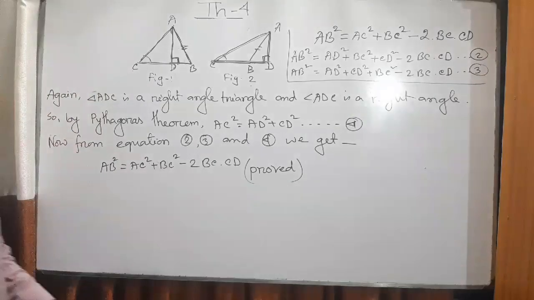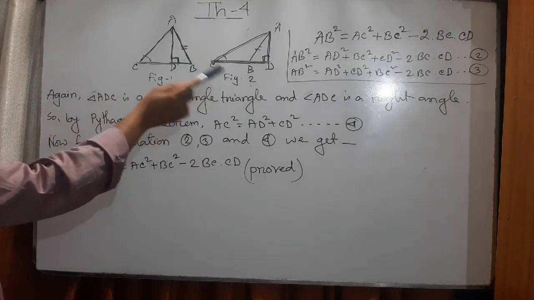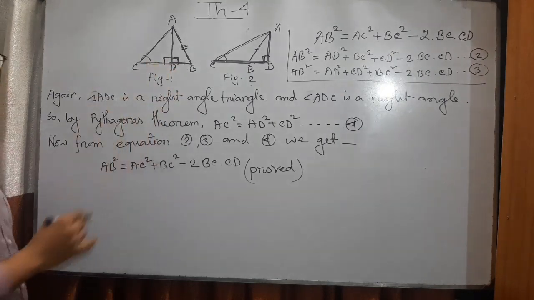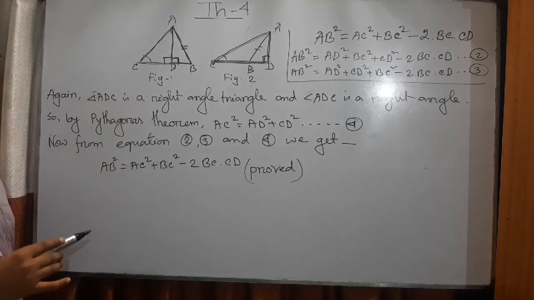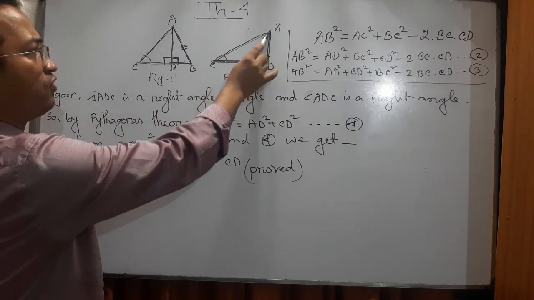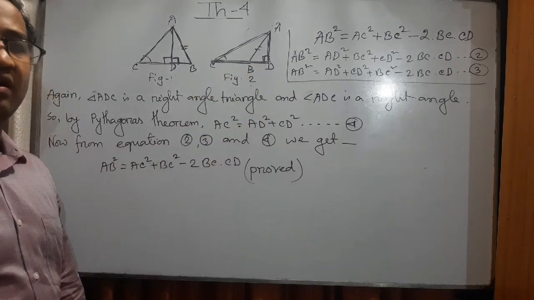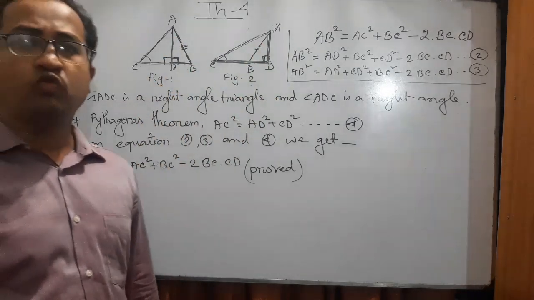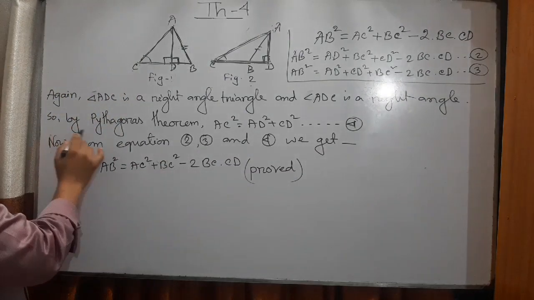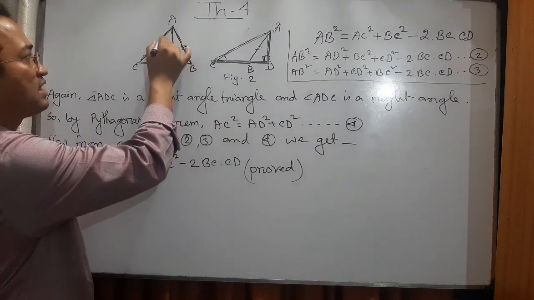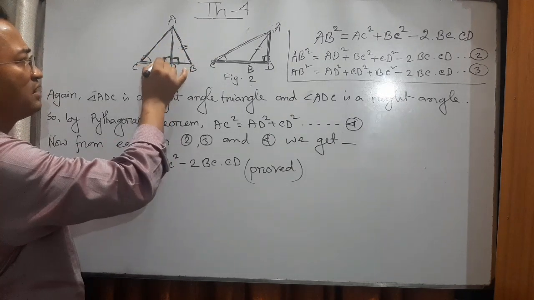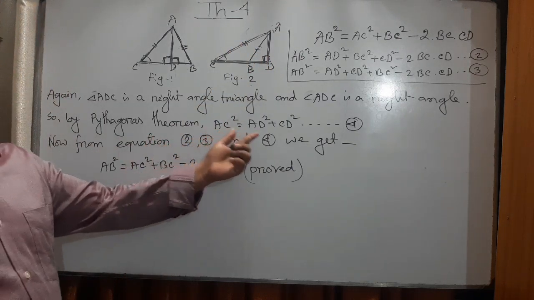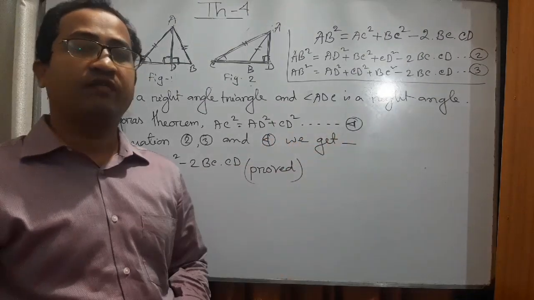Okay. Now again triangle ADC. This is also a right angle. So ADC is a right angle triangle and angle ADC is a right angle. So here we also apply the Pythagoras theorem. By the Pythagoras theorem, AC square, here AC is the hypotenuse because this is a right angle, equal to AD square plus CD square. This is equation number 4.